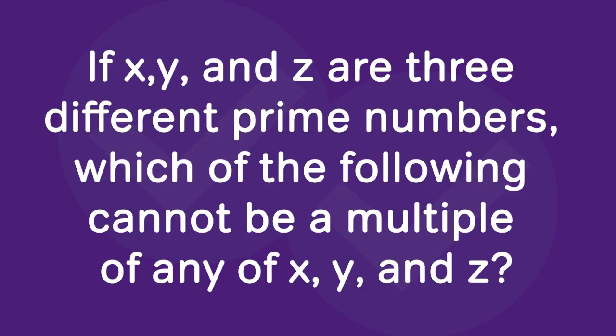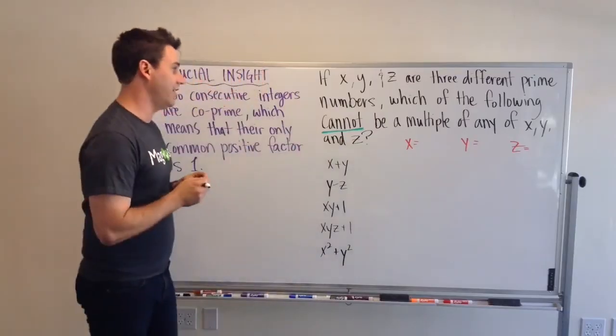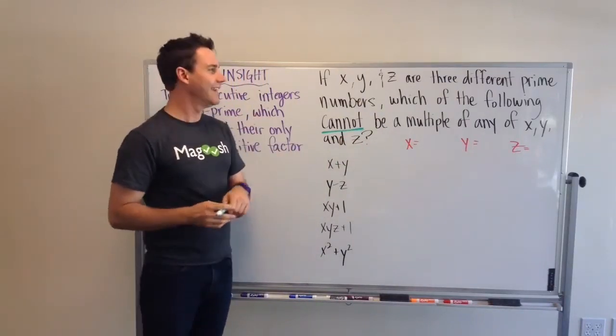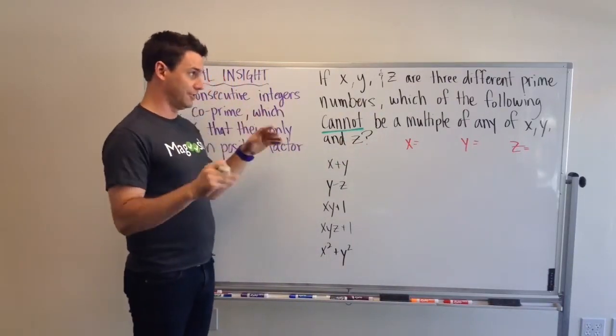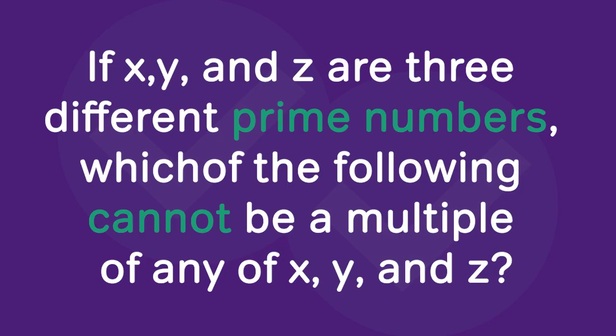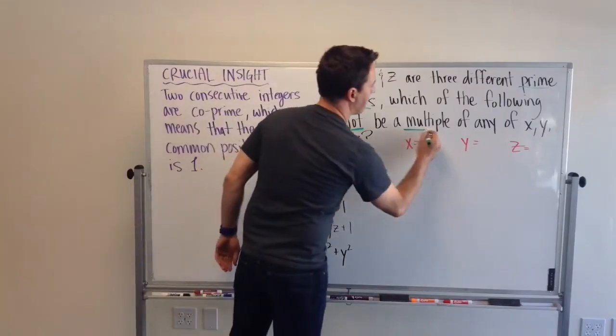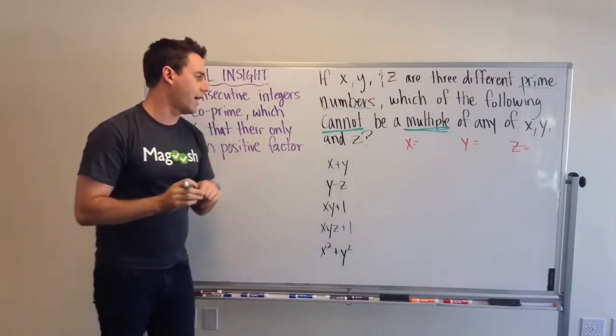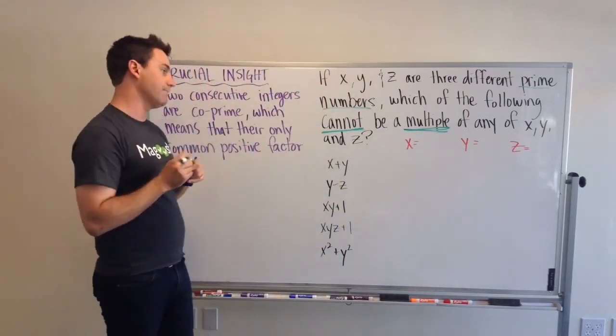So the question says, if x, y, and z are three different prime numbers, which of the following cannot be a multiple of any of x, y, and z? Alright, so let's read that first and you're like, what? Sometimes it's useful to go back through and pull out the important details. We know we're dealing with prime numbers, and they want to know which of these cannot be a multiple of any of x, y, or z. So cannot be divided by x, y, or z.